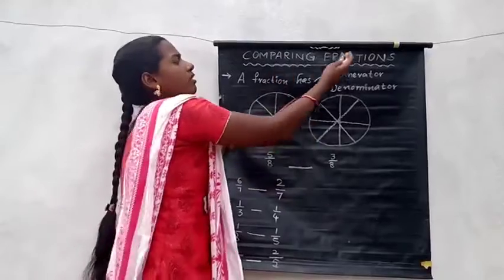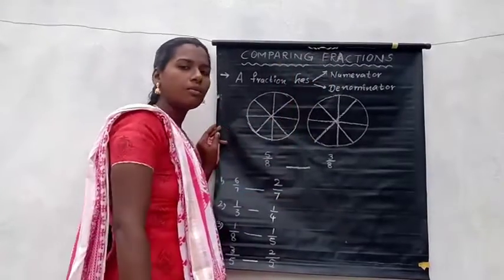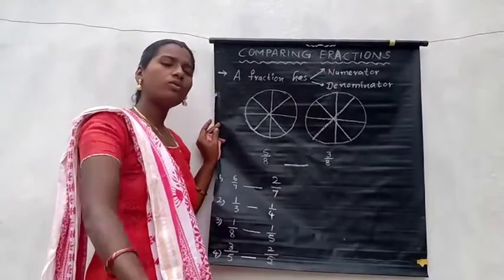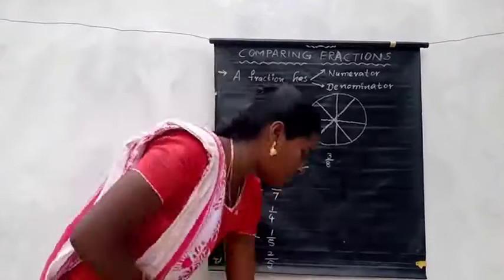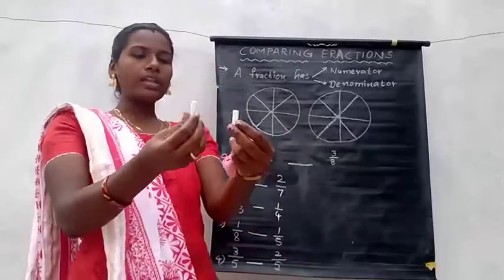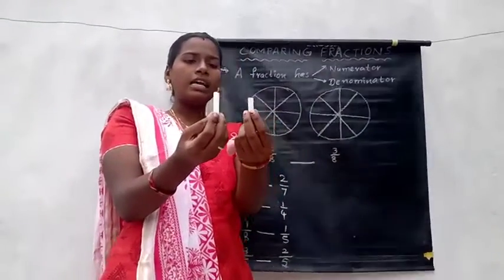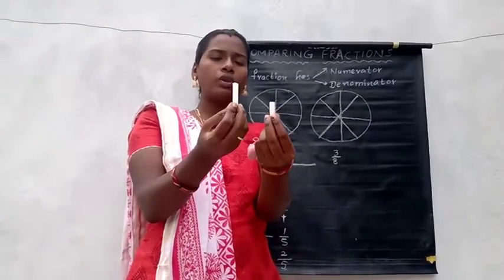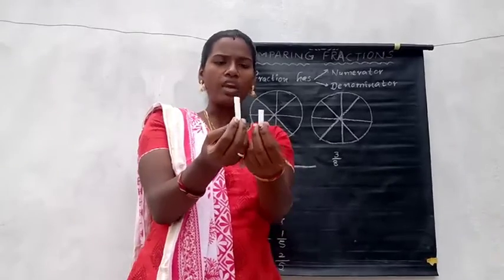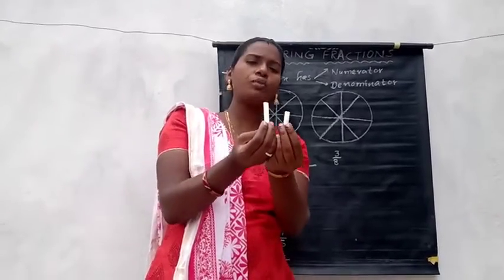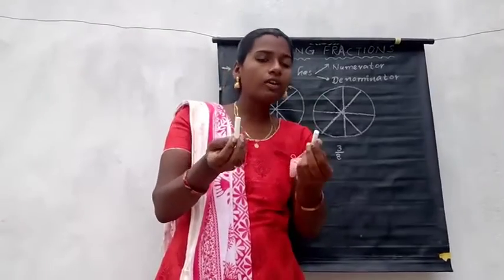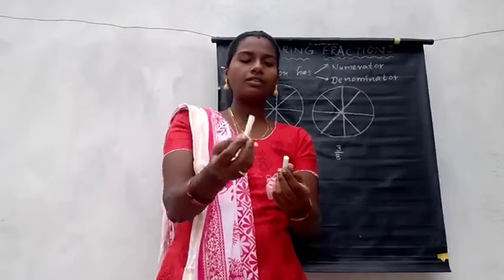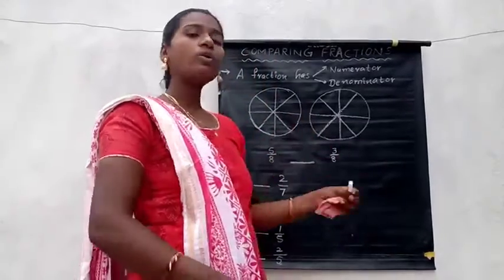So today we are discussing comparing fractions. How can you compare fractions? See here, with me two chalk pieces are there. How can you compare which one is larger? You can say this is the larger one. By observing these two pieces you can know easily. By seeing only you will say, yes teacher, this is the larger one and this is the smaller one. So in fractions, how can you compare?